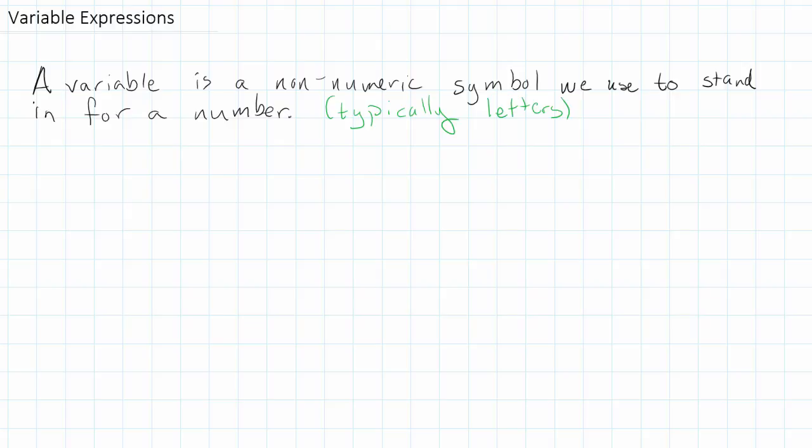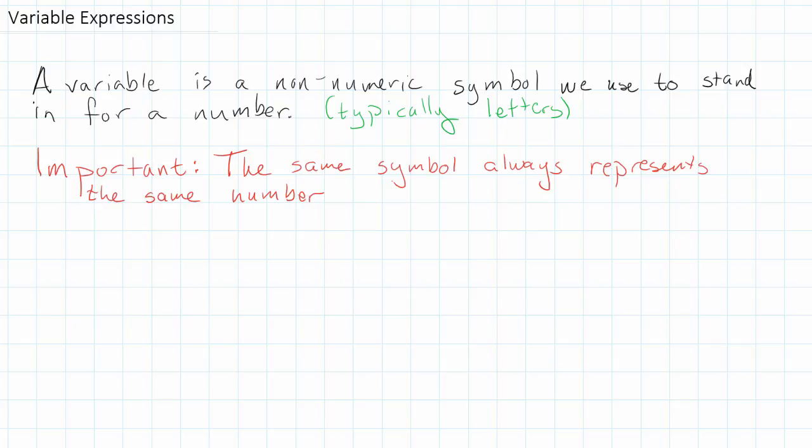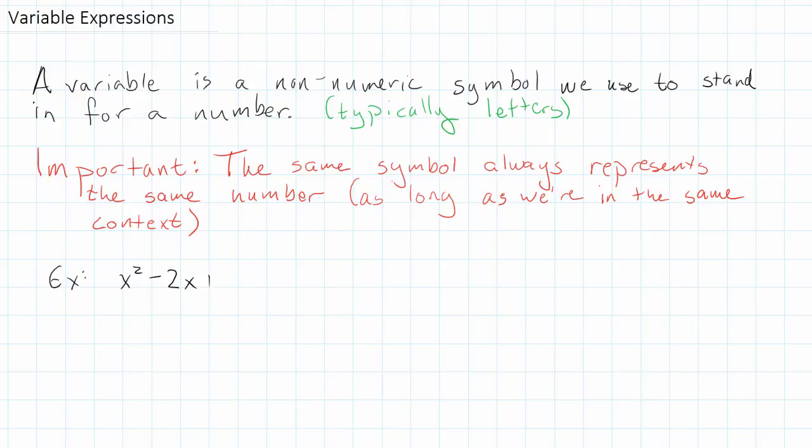Now, there's one very important thing to remember about variables, and that is this. The same symbol always represents the same number, for as long as we're in the same context, as long as we're working on the same problem or the same scenario, or looking at the same expression. So, for example, when we see the expression x squared minus 2x plus 1, these two letter x's represent the same number.